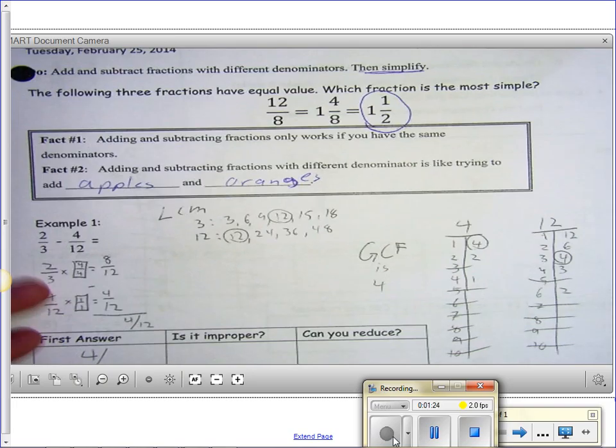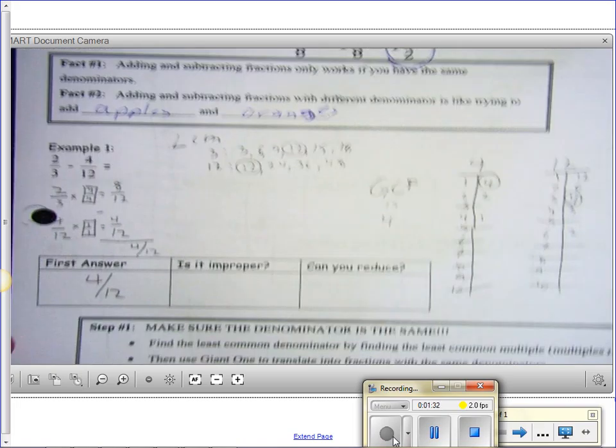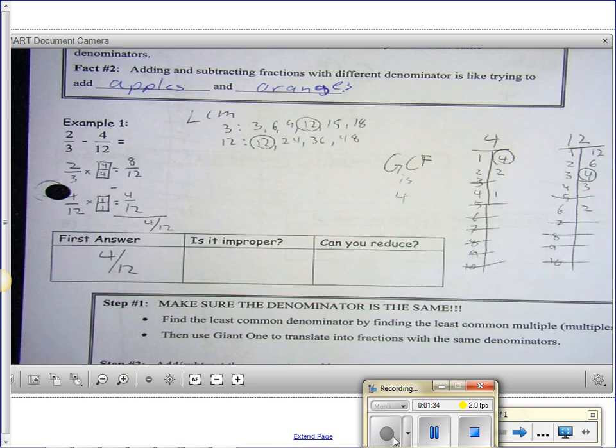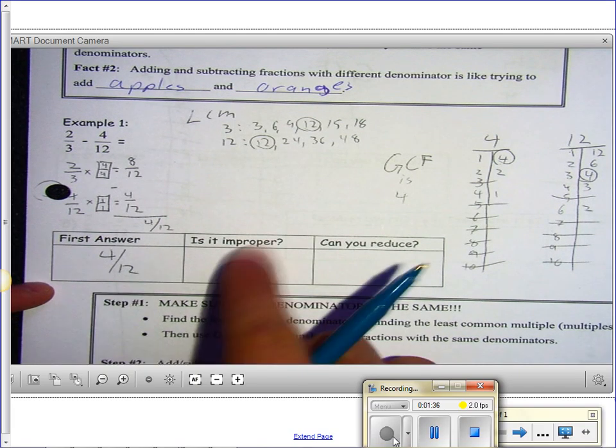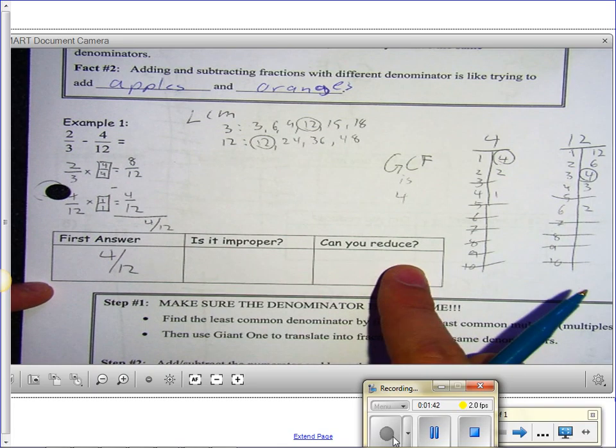The only step we're adding today is the reducing part. When we get our final answer, we first need to check and see if it's improper. And if it is improper, we need to change it to mixed. And then we have to check the fraction part and see if we can reduce it.